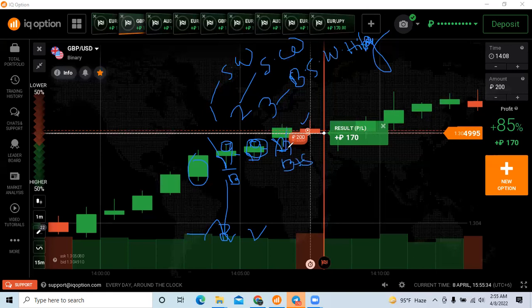Sorry, now take up. Now the upper side is sellers. Sellers fight with buyers, take up. Sorry, take down this area. Sellers fight with buyers, take down.